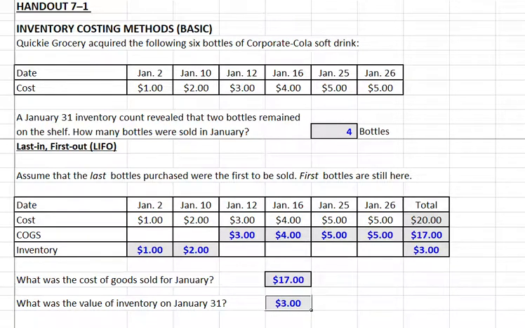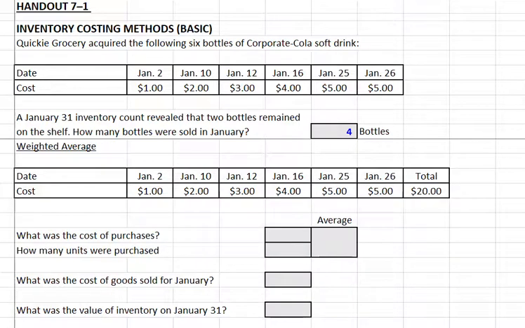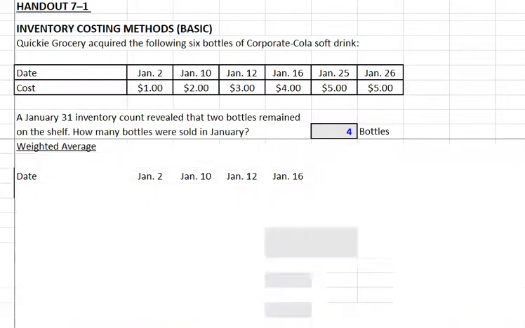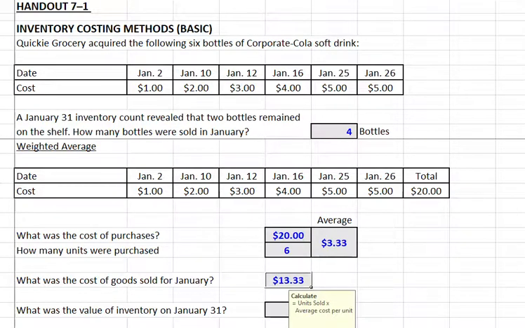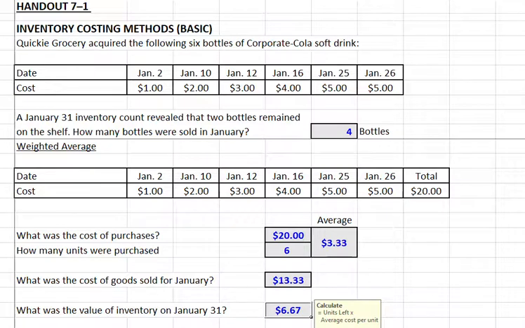Let's look at our final method, the average cost method, sometimes called the weighted average cost method. In the weighted average cost method, we're simply going to take our total cost that we spent on inventory during the period, which was $20, and we're going to divide it by the number of items we purchased, which in this case was 6 bottles. So the average cost per bottle is $3.33, and our cost of goods sold will be four bottles at $3.33, or $13.33, and ending inventory will be the remaining $6.67, which is 2 bottles times $3.33 per bottle.